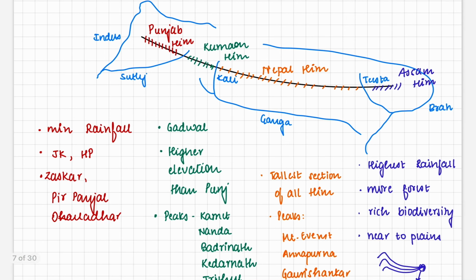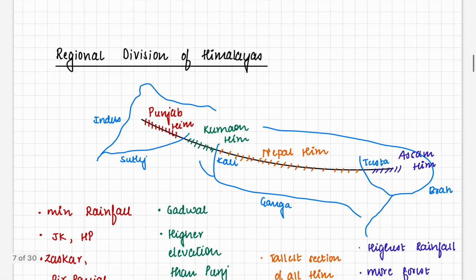As we divided the Himalayas from north to south, that is the Great Himalayas, Middle Himalayas, and the Shivaliks, now we shall divide them region wise, that is the Punjab Himalayas, Kumaon Himalayas, Nepal Himalayas, and Assam Himalayas.